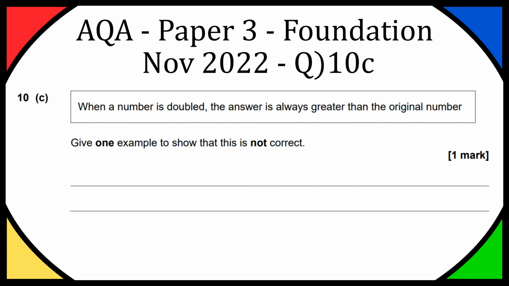Hey everyone, so today we're doing question 10c, and it says when a number is doubled, the answer is always greater than the original number. Give one example to show that this is not correct. And it's a 1-mark question.